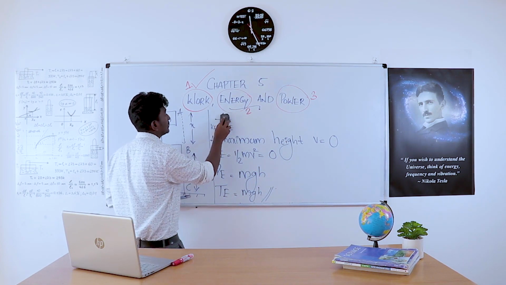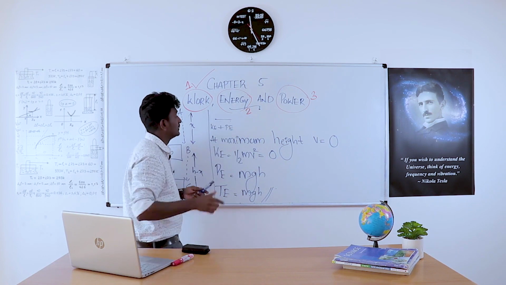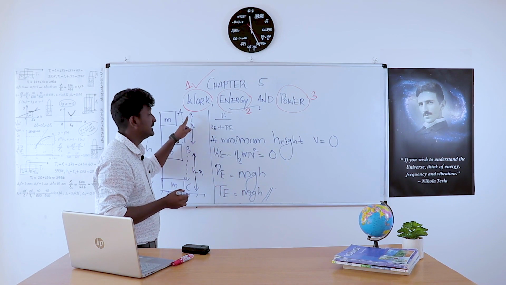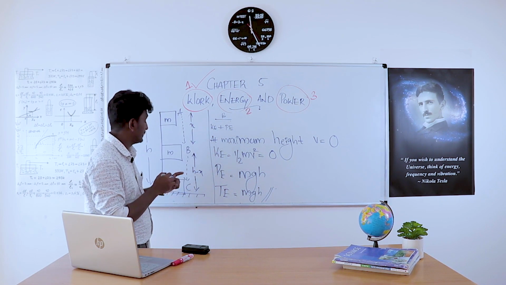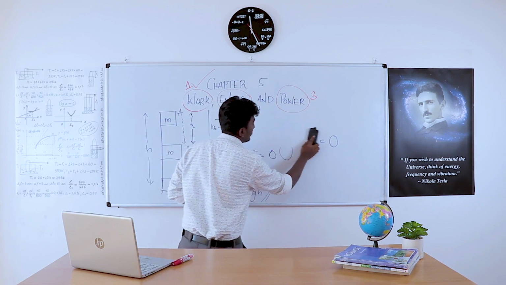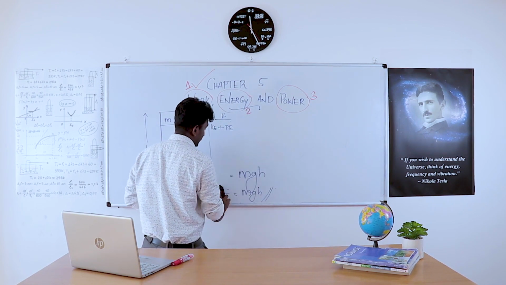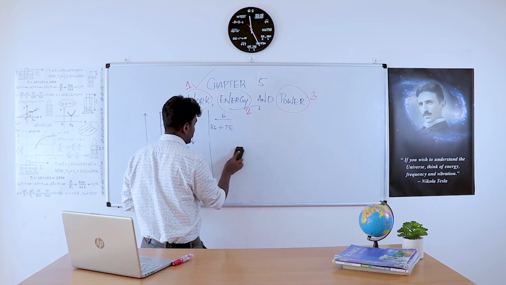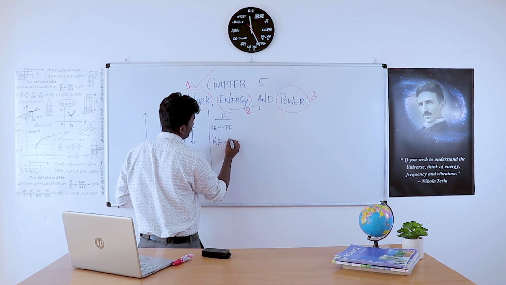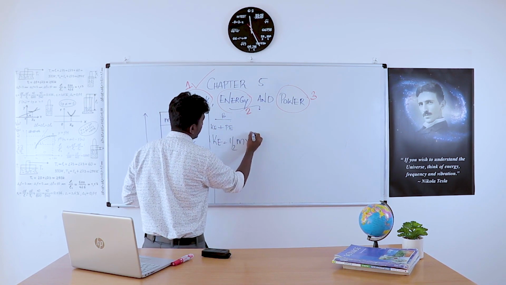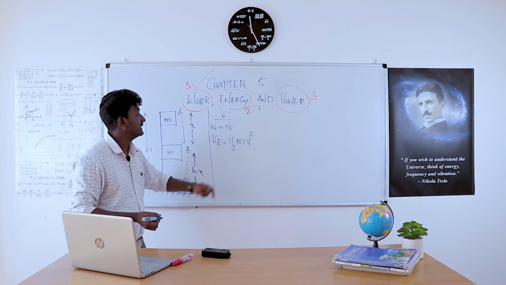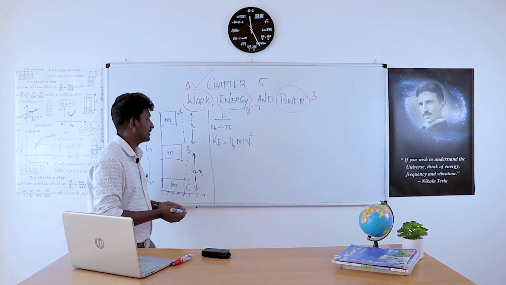Now we have to find the total energy at B. It is an intermediate point which is at a distance x from A and h minus x distance from C. Now I am going to find the kinetic energy and potential energy at B. Kinetic energy is half mv square. Mass remains constant, so m remains as m. But we have to find the velocity, that is, we have to find the v square value.